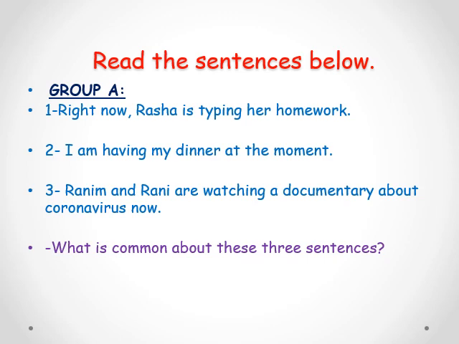Let's reread them. Right now, Rasha is typing her homework. 2. I am having my dinner at the moment. 3. Ranim and Rani are watching a documentary about coronavirus now. Tracking the time clues, I can tell that the three actions are happening now or right now. The action of typing the homework, the action of having the dinner, and the action of watching a documentary are happening at the moment of speaking. So if I want to name Group A or give it a title, I say that Group A expresses the actions that are happening at the moment of speaking.